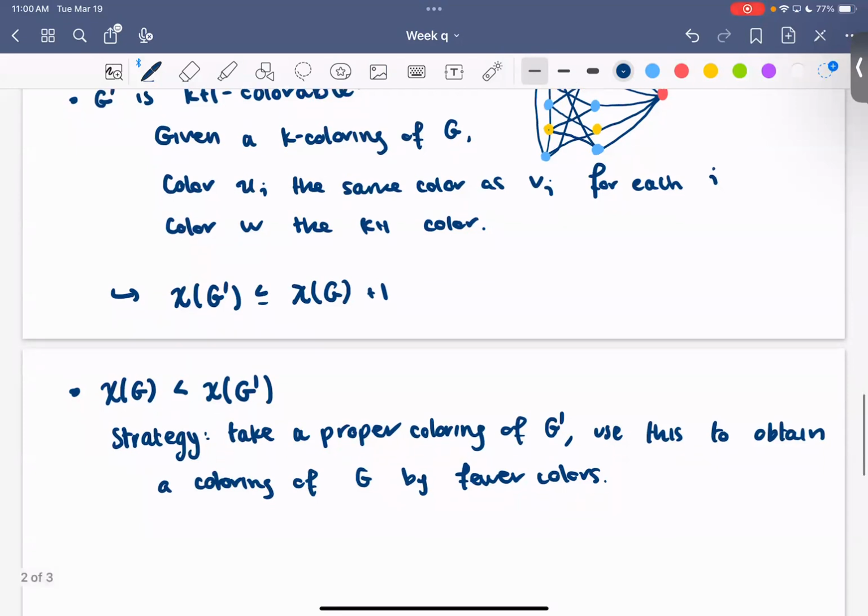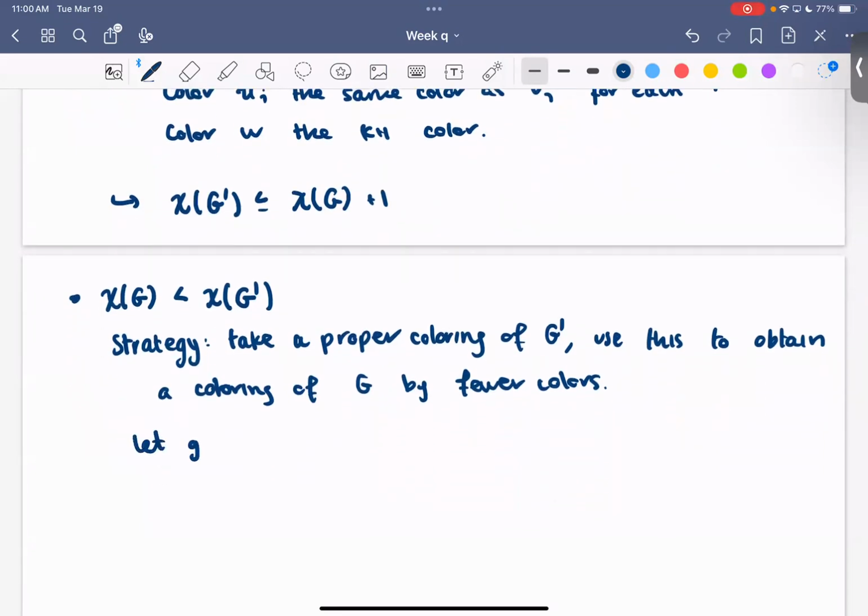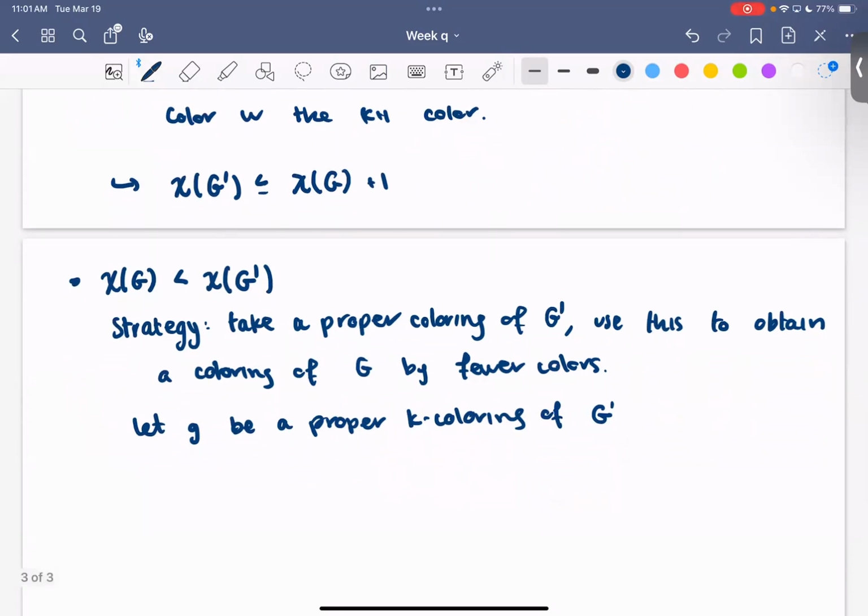So I'm gonna let C be a proper K coloring of G prime. And without loss of generality, I'm gonna assume that the color assigned to that last vertex W is the kth color. So why is this without loss of generality? We could just rename the colors.